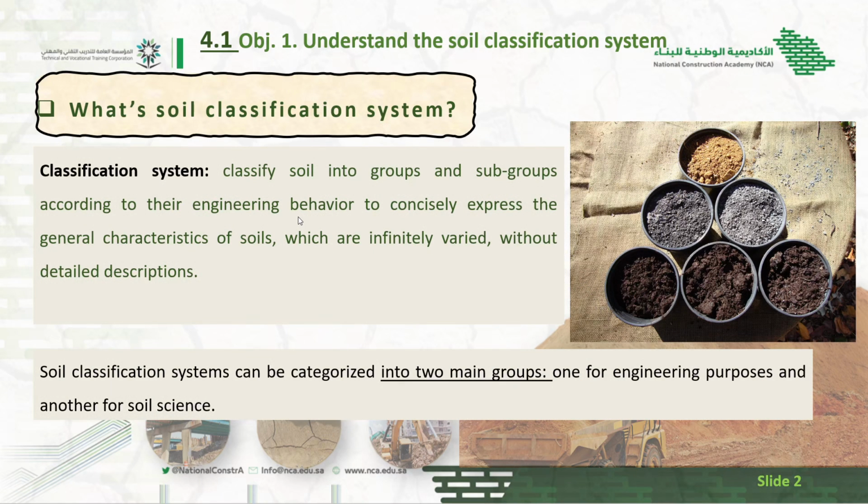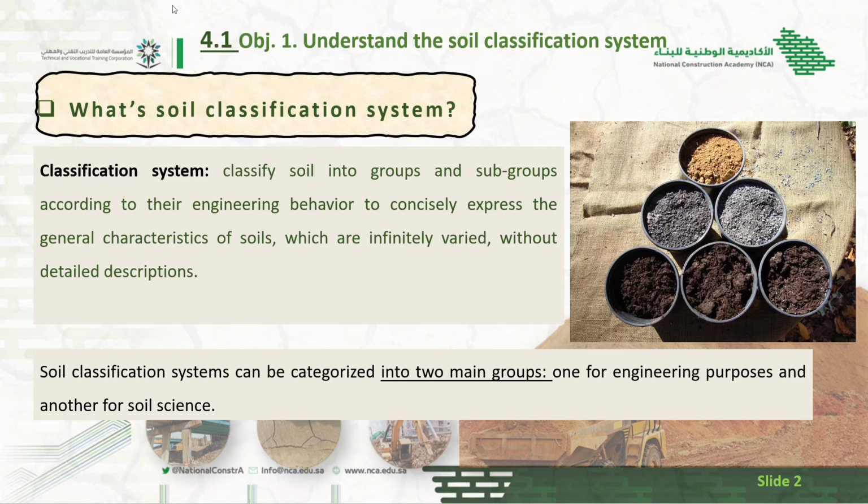First, let's talk about the soil classification system. What is soil classification? It is the process of grouping soil into categories based on their engineering behavior. This makes it easier for us to concisely describe soil properties instead of writing long technical descriptions. In simple terms, we are turning something very complex, the infinite variety of soils, into a system that engineers and soil scientists can effectively use.